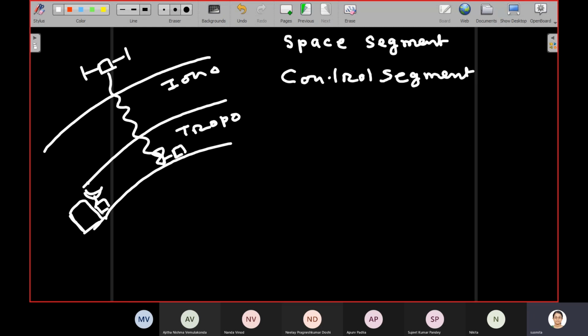Okay, so the control segment is basically responsible for maintaining the constellation, making sure satellites are all healthy and they are transmitting healthy signals so that the user gets reasonably good accuracy. So this is the second segment. Then the third segment is called the user segment.